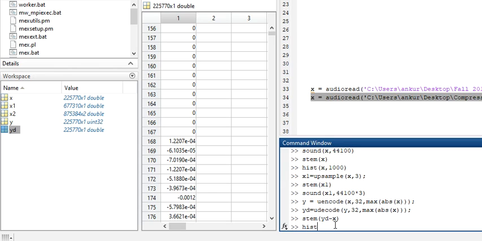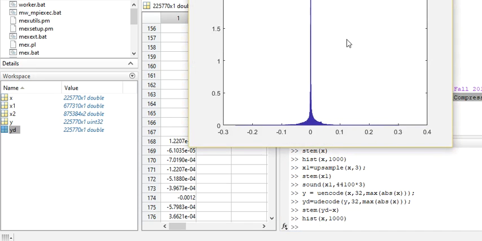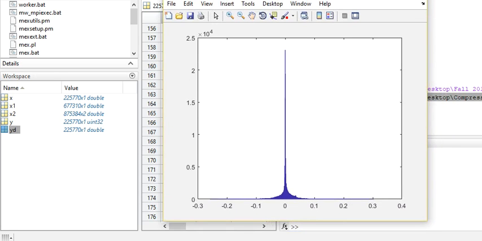Let's plot it again. Hist of x. I need to specify the number of bins, 1000. So again, this is the histogram. You can see it's highly concentrated over here, and it just goes down towards the tail abruptly. So that's why uniform quantization is not done, and this is passed through a compressor.